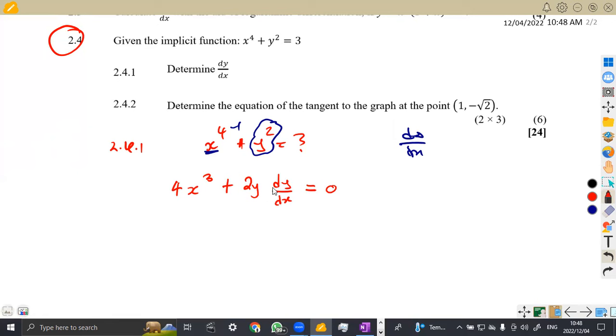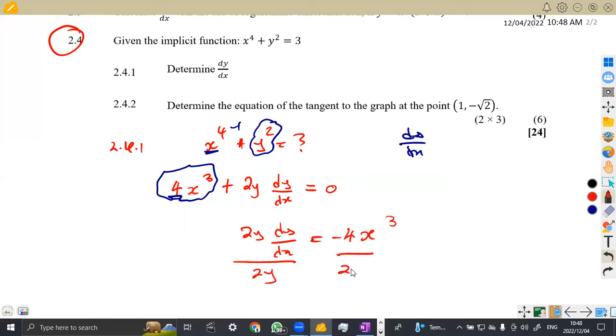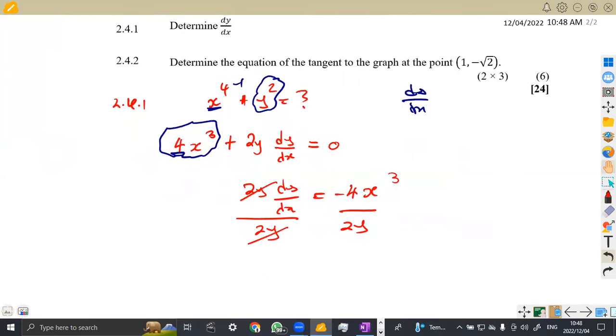So since I need dy/dx, I'm supposed to transpose the 4x to the exponent of 3 to the other side of the equation, which is going to be 2y dy/dx is equivalent to, if I transpose, a negative x to the exponent of 3. So to find dy/dx, what am I going to do? Divide by 2y, since 2y is multiplying. So if we cancel this, we are going to remain with dy/dx.